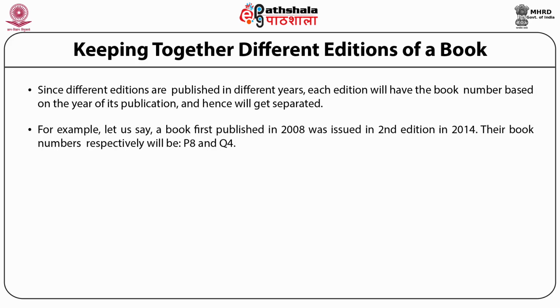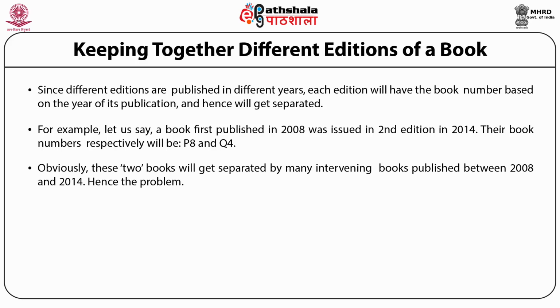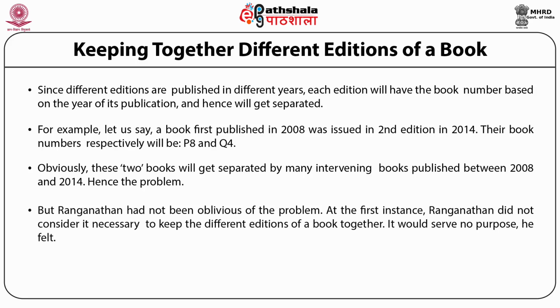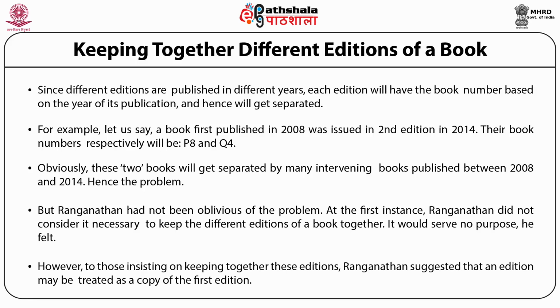Now the question is, how to keep together the different editions of a book? Since different editions are published in different years, each edition will have a book number based on the year of its publication, and hence it will get separated. For example, let us say a book first published in the year 2008 was issued in a second edition in 2014. Their book numbers respectively will be P8 and Q4. Obviously, these two books will get separated by many intervening books published between 2008 and 2014, hence the problem.